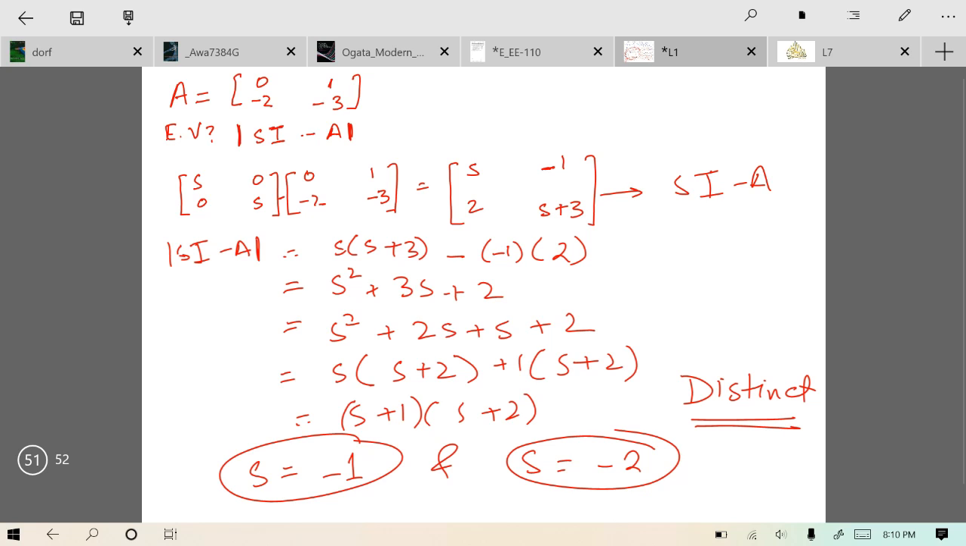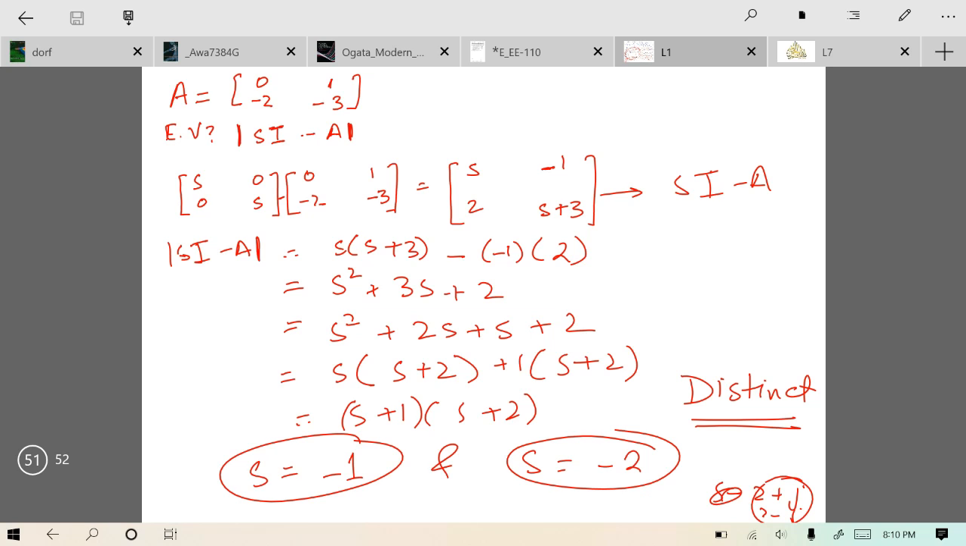They can be complex as well. You can also have s equal to 2 plus j or 2 minus j, as long as they are distinct. So here I have two distinct eigenvalues. One is minus 1 and one is minus 2.